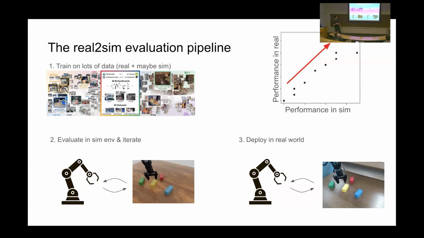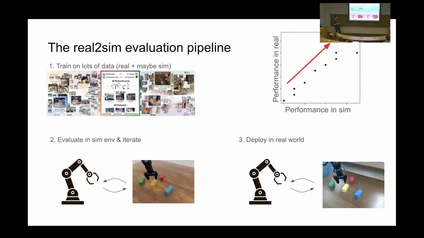And then eventually at the very end, when you want to actually show people your work, you need to do a real evaluation. There's no way around that. But a key performance metric here is that you want to make sure the performance in simulation is heavily correlated with the performance in real. This is the key metric.